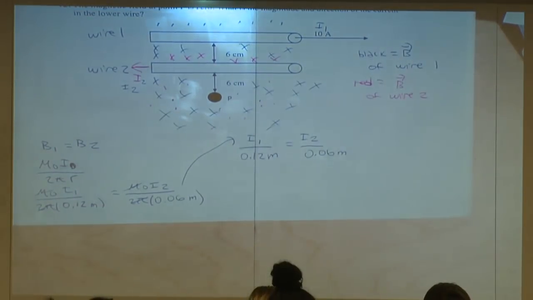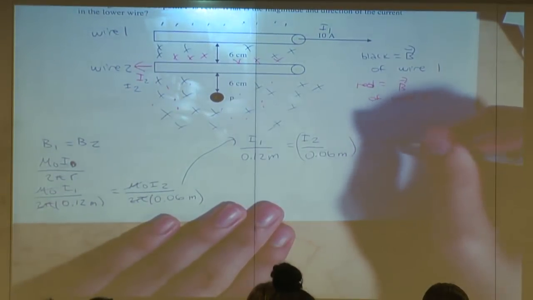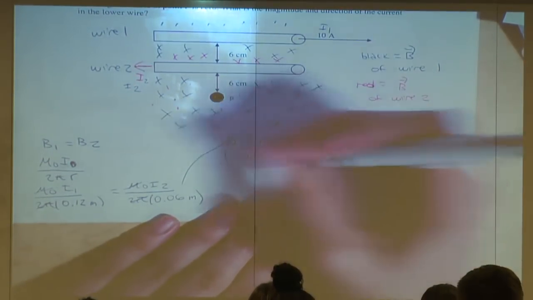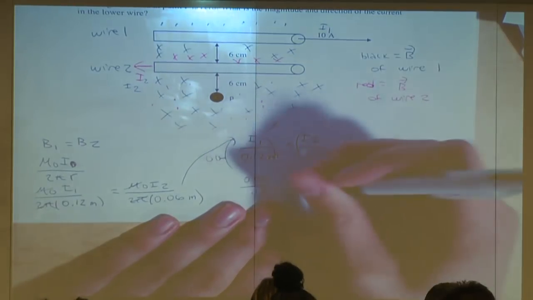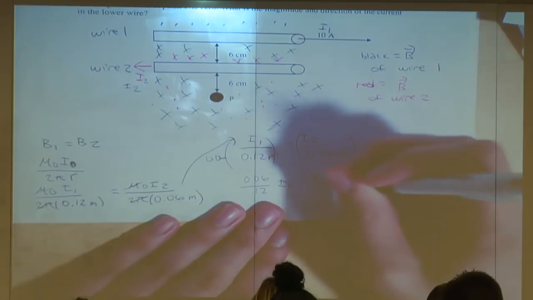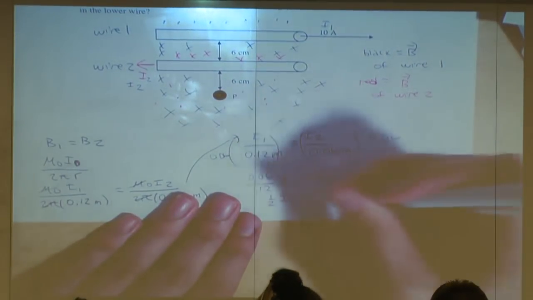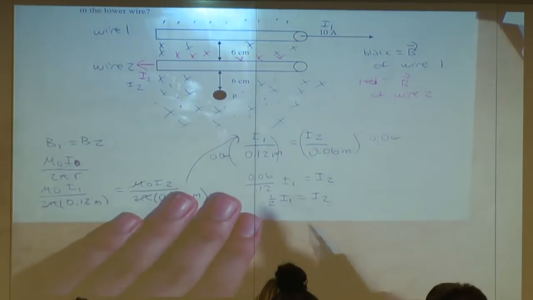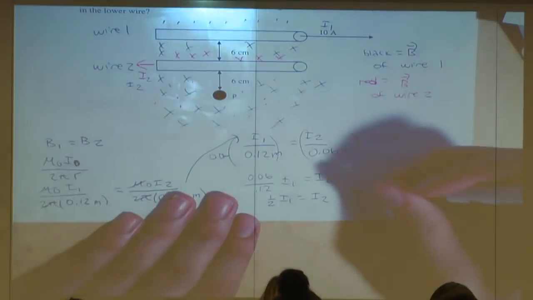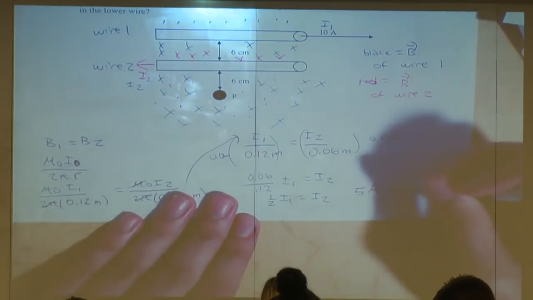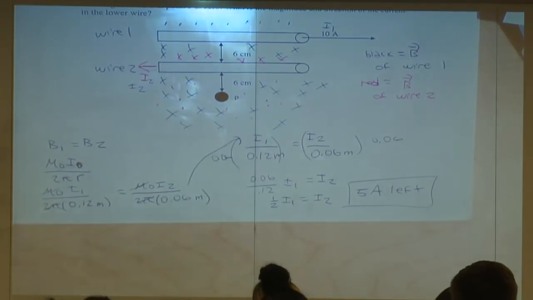And then if you solve this, you just multiply this times 0.06. So 0.06 over 0.12 I1 equals I2. That's basically the same thing as saying 1/2 I1 equals I2. And if I1 is 10 amps and 1/2 I1 is I2, then I2 would have to be 5 amps, like we said. Any questions on this one?